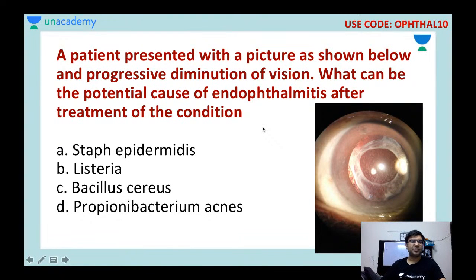Next question is, a patient presented with a picture as shown below and a progressive diminution of vision. What can be the potential cause of endophthalmitis after the treatment of this condition? Try to answer.